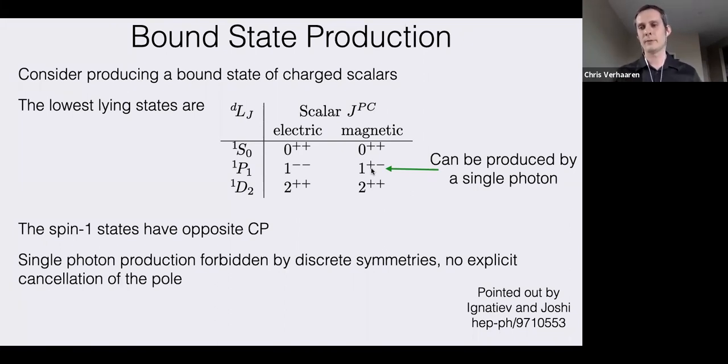So there is actually nothing you can write down. CP says you cannot have single photon production of magnetic scalars by electric scalars in this way. It's just completely forbidden. There's no cancellation of the spurious pole in this case. It's just not an amplitude you're allowed to write down.